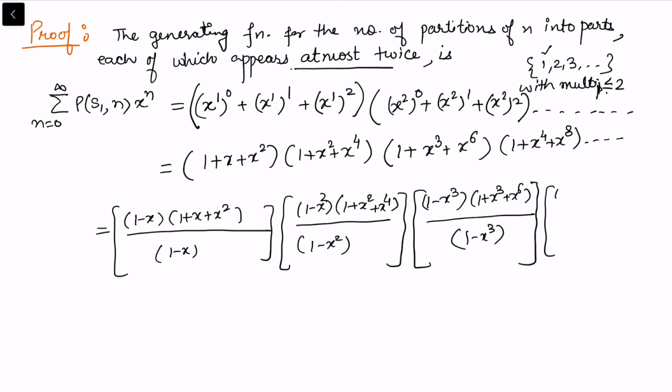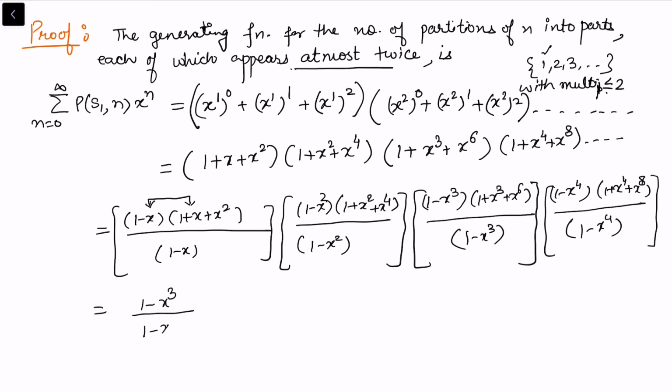And now I multiply 1 minus x to the power 4 divided by 1 minus x to the power 4, 1 plus x^4 plus x to the power 8. Now we can combine this 1 minus x, 1 plus x square using the identities, and we see that this is 1 minus x cube over 1 minus x. So that's how the first term converts.